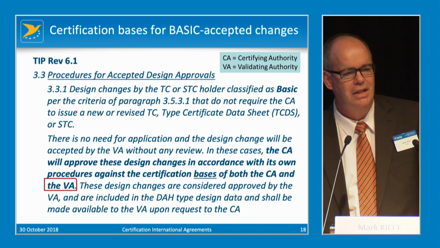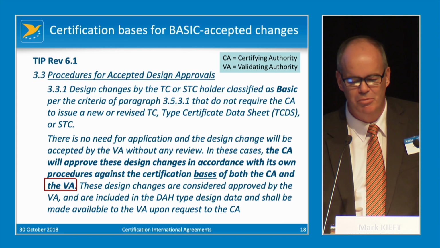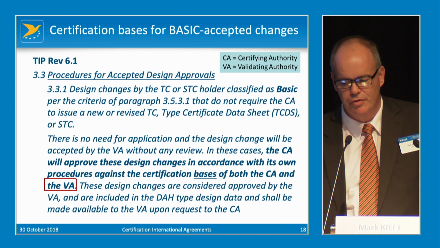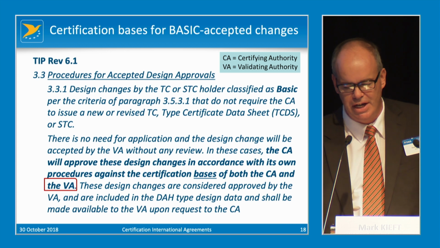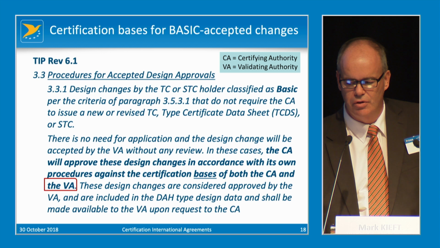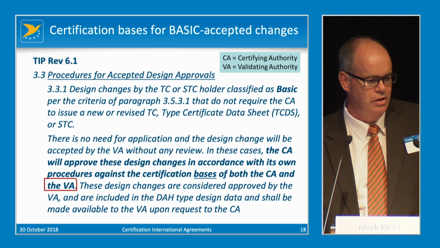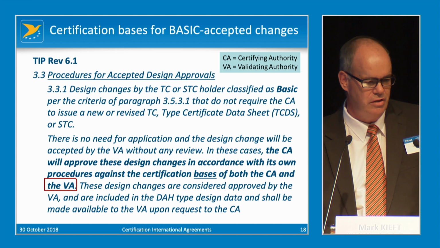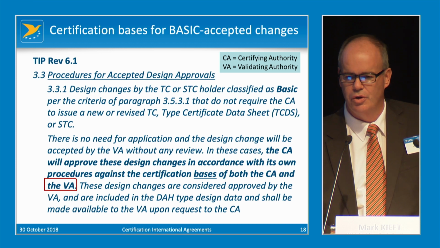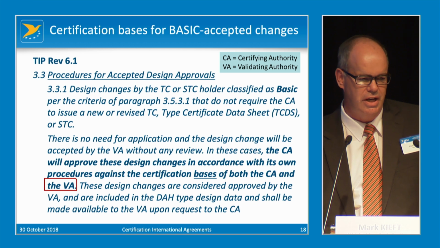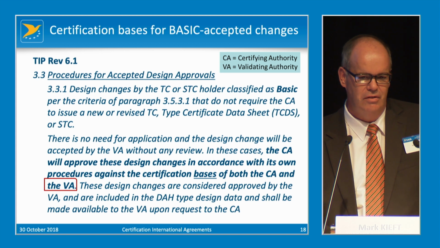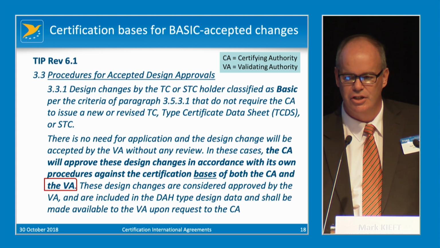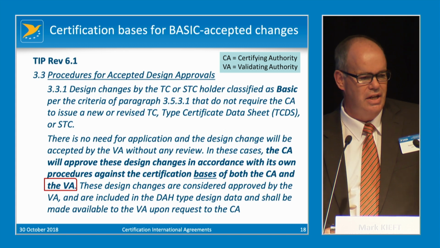This is an example where in the tip at the moment, I'm not going to read all this paragraph, but the basis of this paragraph is the certifying authority will approve these changes in accordance with its own procedures against the certification basis of both the CA and the VA. So for basic accepted changes in our system, where the DOA is involved in this activity, the DOA should show compliance against the certification basis of the CA, of us, EASA, and of the FAA. If the basis of the FAA is different, there has to be compliance shown against the FAA requirements.